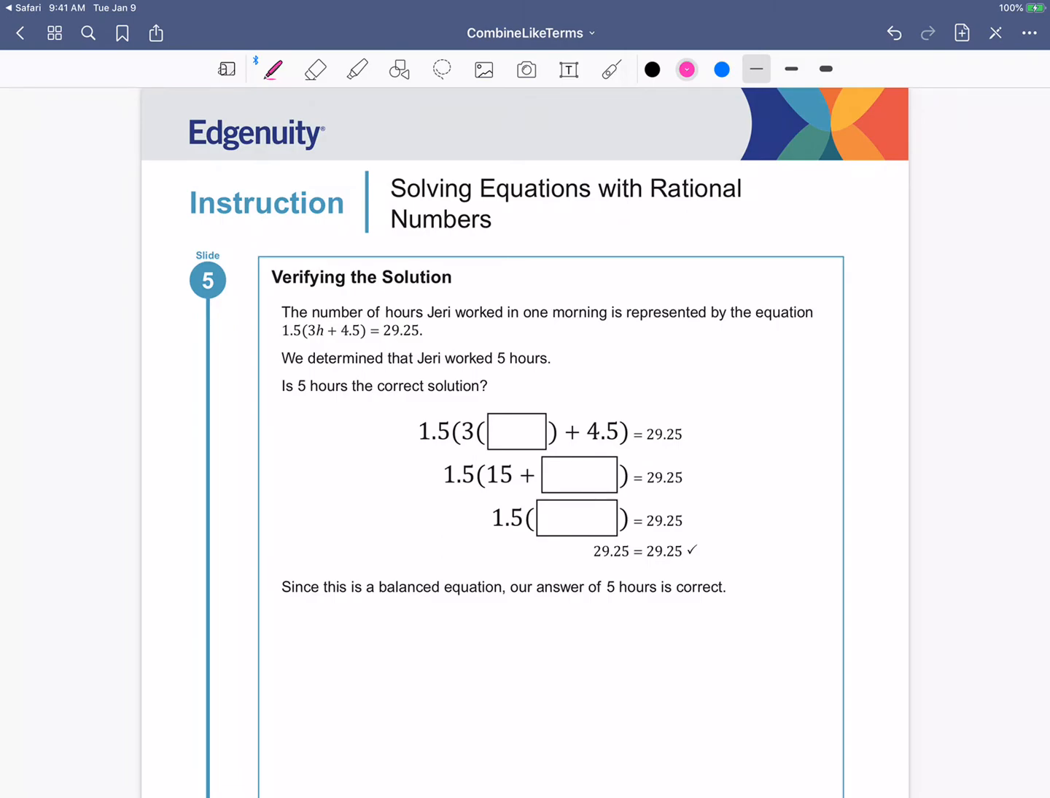Okay, got a little stuck there. Now the next is verifying the solution, right? Remember, this is always the most important step. You always want to double check. If you had gotten a negative number, right?